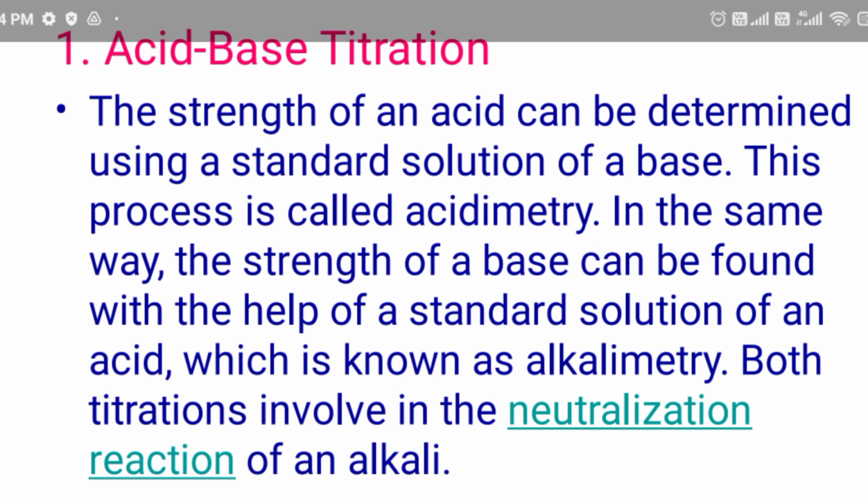Number 1 is acid-base titration. The strength of an acid can be determined using a standard solution of a base. This process is called acidimetry. In the same way, the strength of a base can be found with the help of a standard solution of an acid, which is known as alkalimetry. Both titrations involve the neutralization reaction of an alkali.